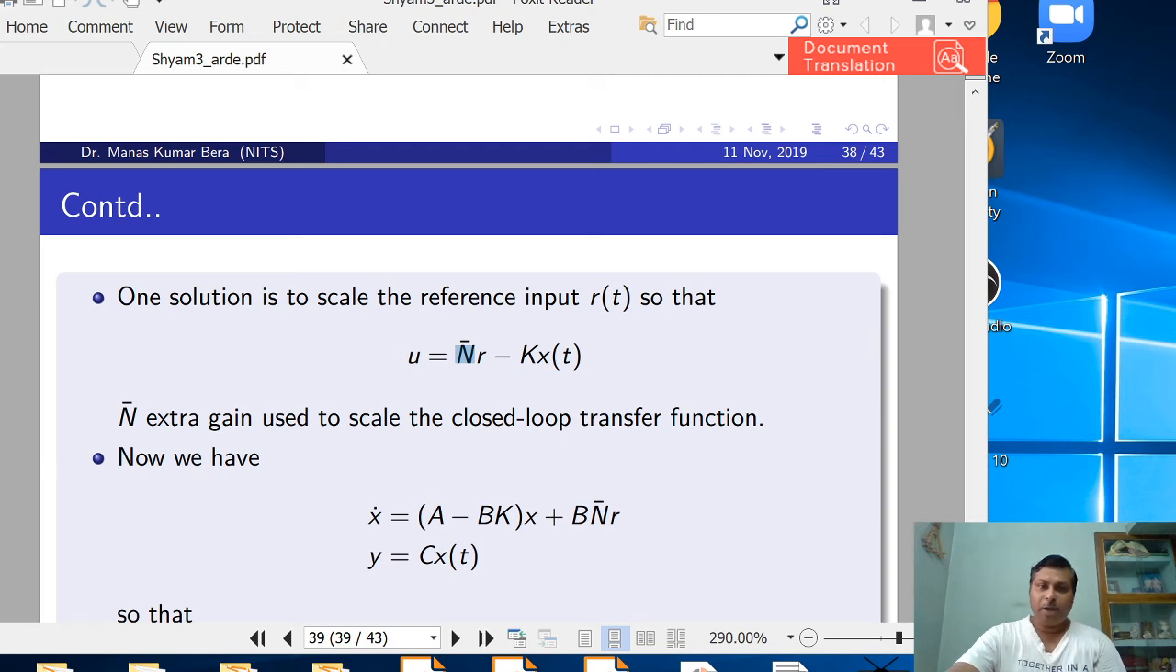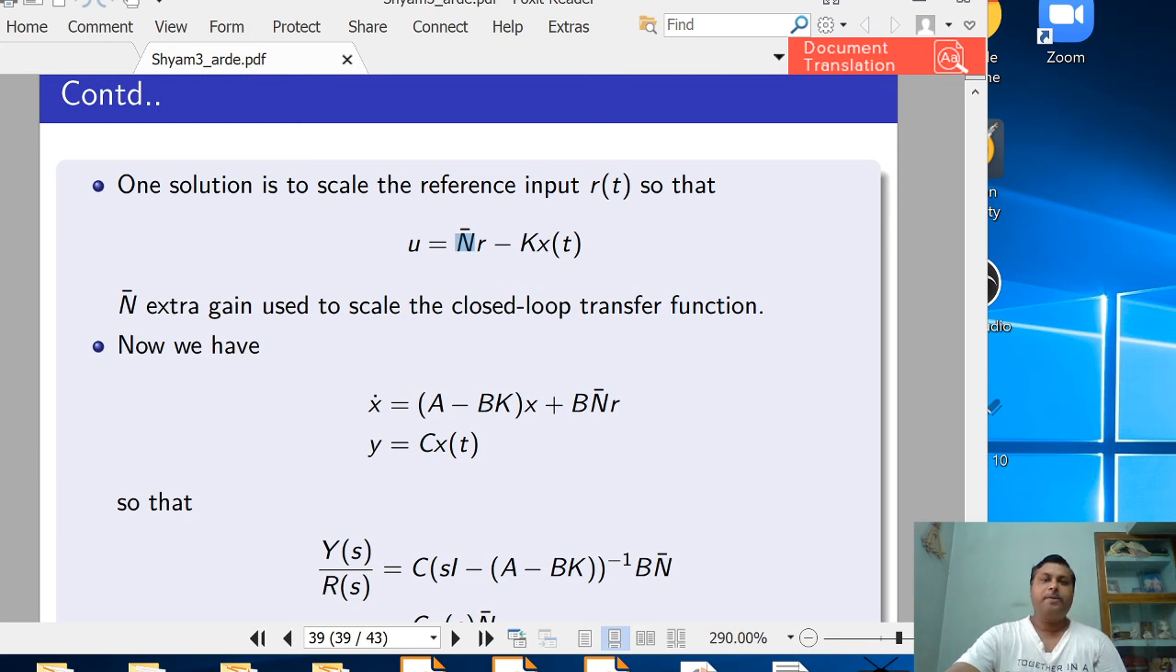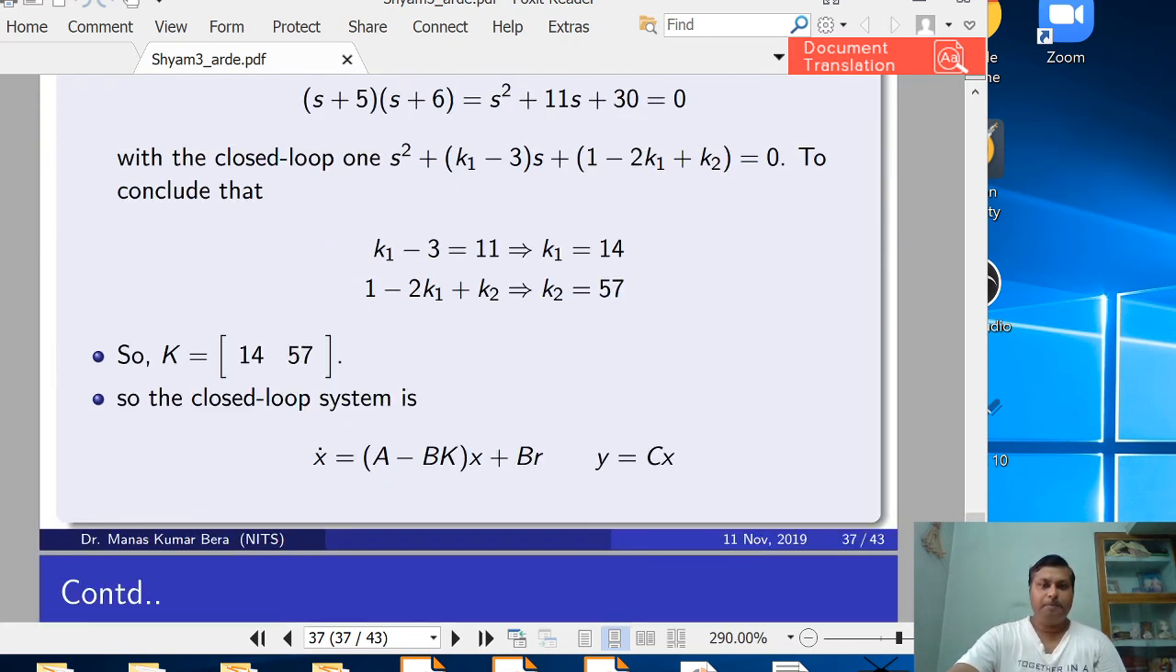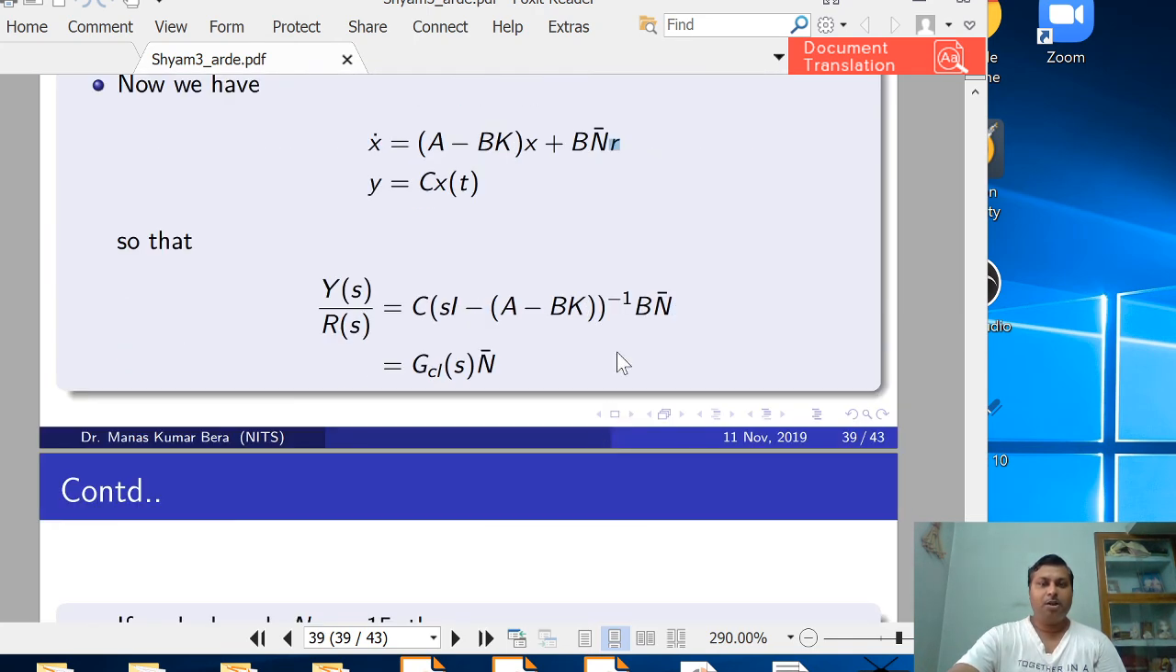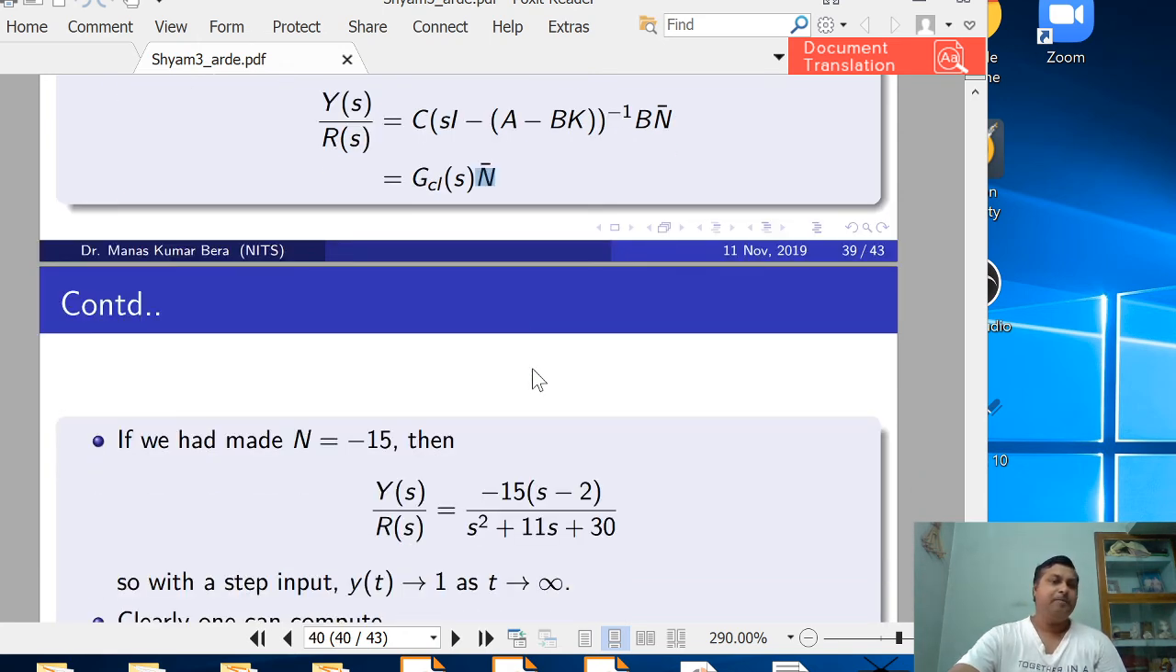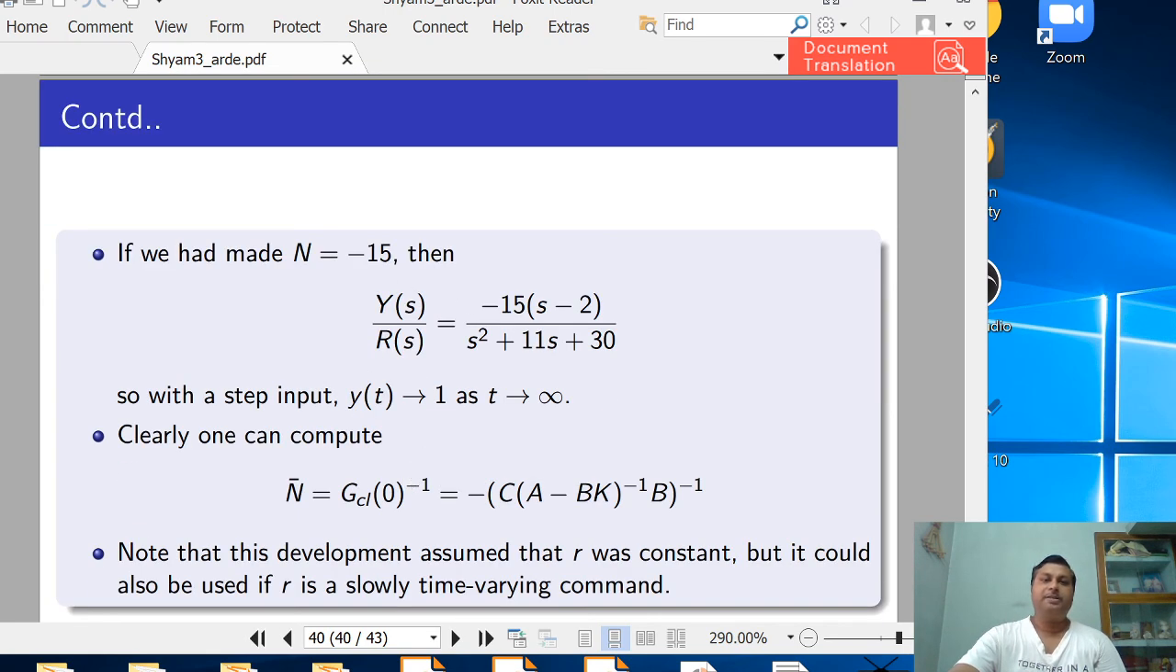Now if you apply this control to the closed loop system, then x dot will be equal to (A minus BK) into x plus B into N bar into r. Previously you only got Br, now you get B into N bar r. So if you calculate Y(s) by R(s), you will find that you get the closed loop system with N bar multiplied. Now if you make N bar equal to minus 15, then this ratio will be equal to 1.